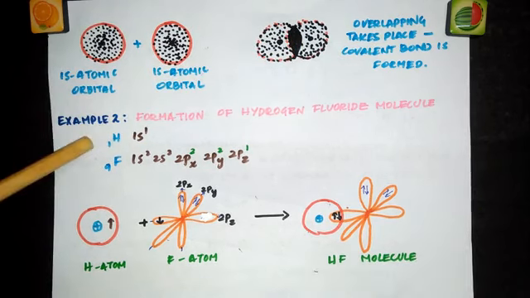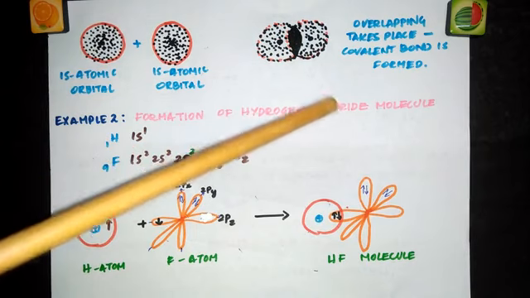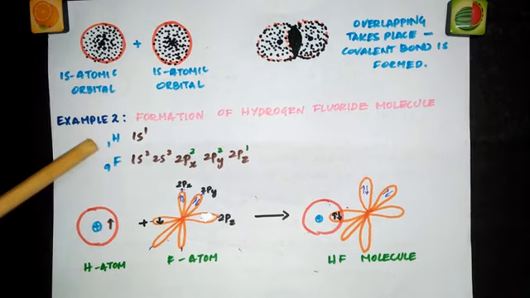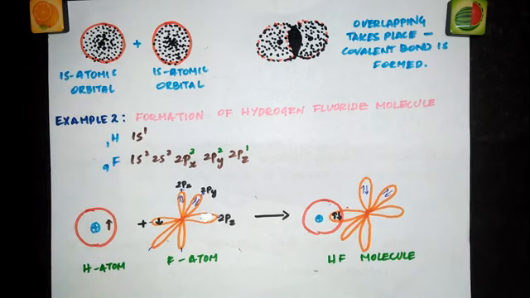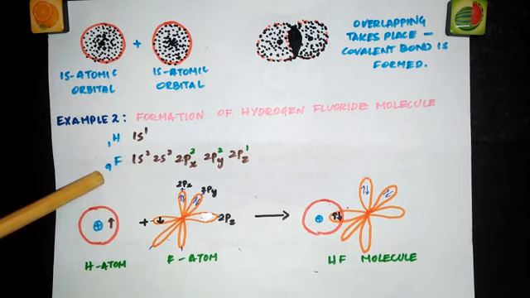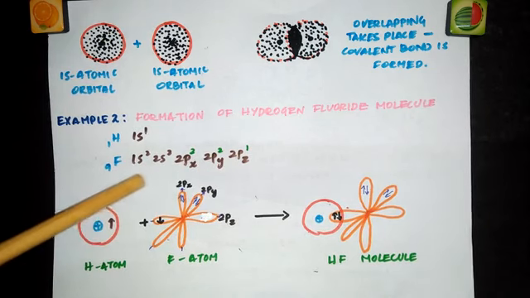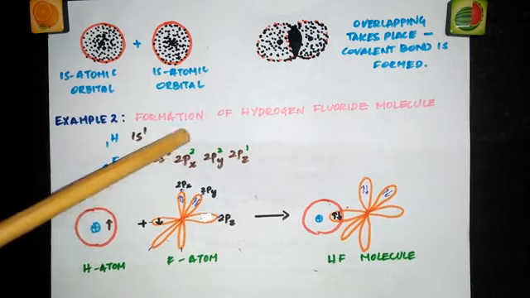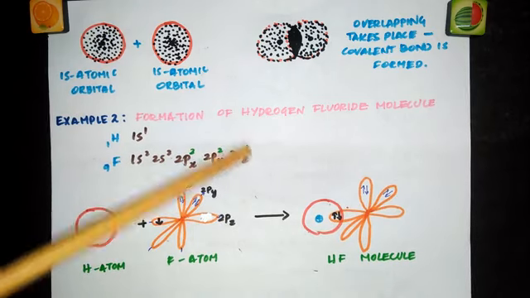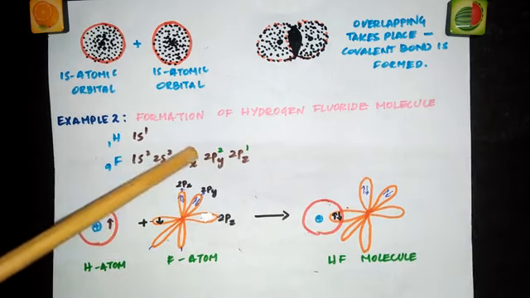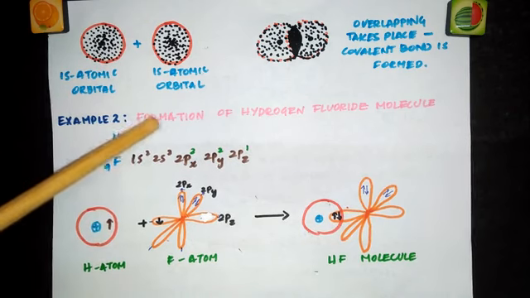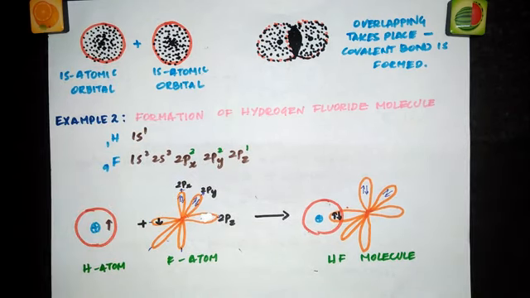Let's take one more example: formation of the hydrogen fluoride molecule. For hydrogen, the atomic number is 1, so the configuration is 1s1. For fluorine, the atomic number is 9, and this is the electronic configuration: 1s2, 2s2, 2px2, 2py2 and 2pz1. So these are the electrons. Now you have 1s1 here and 2pz1 here.